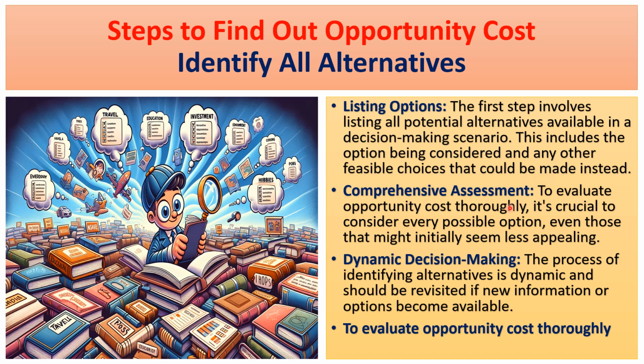The second issue to be analyzed is comprehensive assessment. To evaluate opportunity cost thoroughly, it is crucial to consider every possible option, even those that might initially seem less appealing. The next important issue is analyzing dynamic decision making. The process of identifying alternatives is dynamic and should be revisited if new information or options become available. And finally, we have to evaluate the opportunity cost thoroughly.